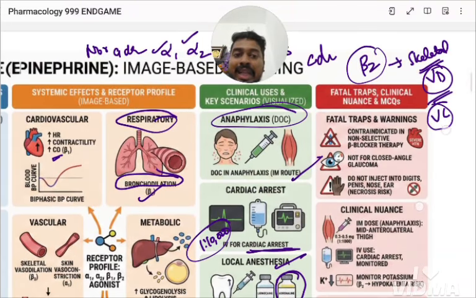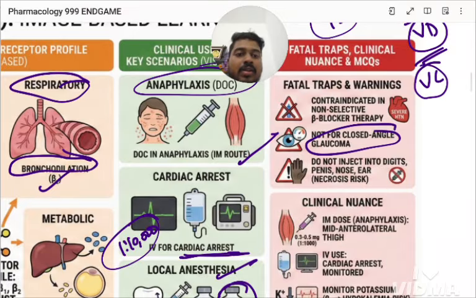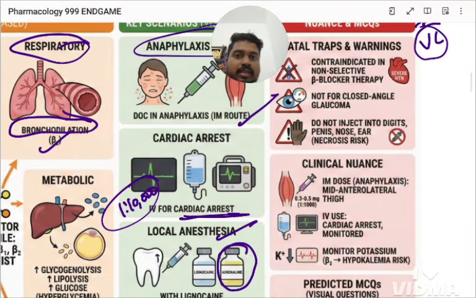There shouldn't be any confusion. It's a repeated MCQ. Now, what mistakes do you make? One, in severe hypertension we don't give a beta agonist like ADR, because anyway it will cause hypertension. Second, it is not used for angle closure glaucoma. Again, it will reduce the anterior chamber angle.